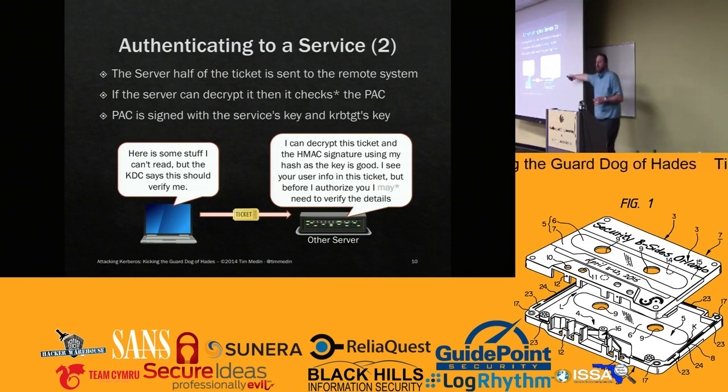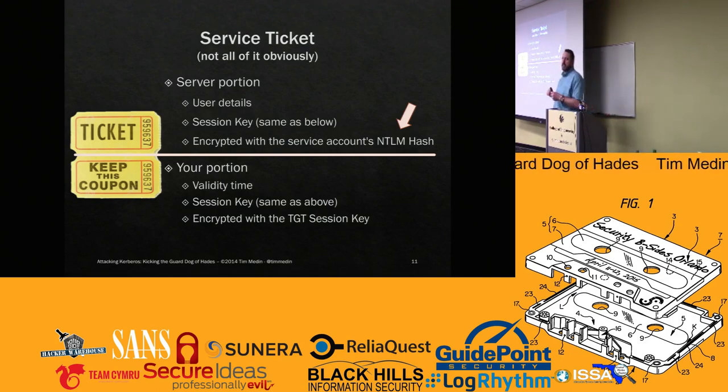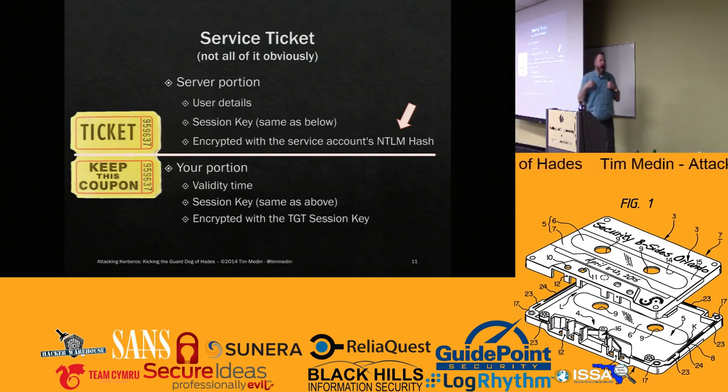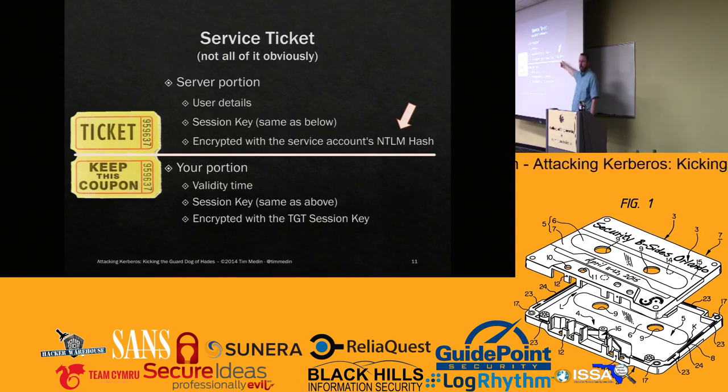All right, so now I've sent my ticket over to this guy. Now what's inside these pieces of tickets? There's obviously much more to it than just these couple of pieces. But in the server piece, it's got information about me. Who am I? What groups am I a part of? There's also an additional session key. So after the initial exchange, it'll actually transition over to that specific session key and use a different encryption key. Again, encrypted with the server's hash.